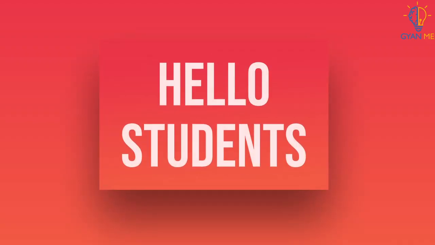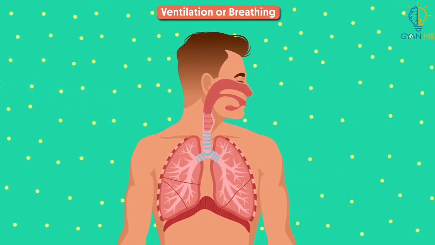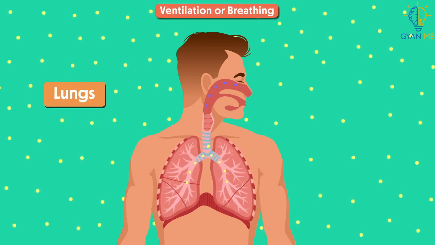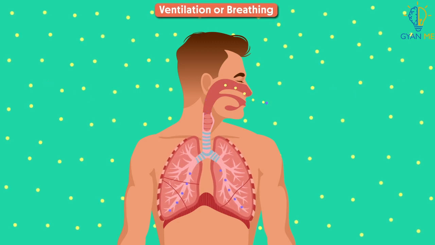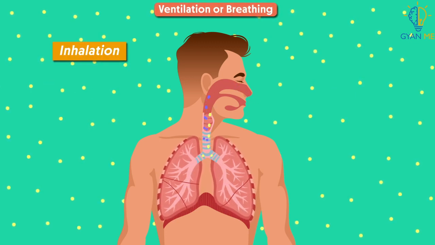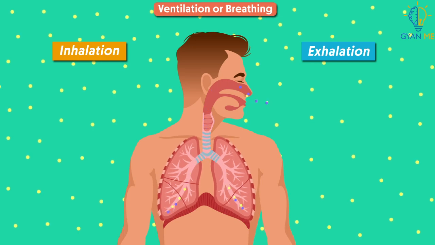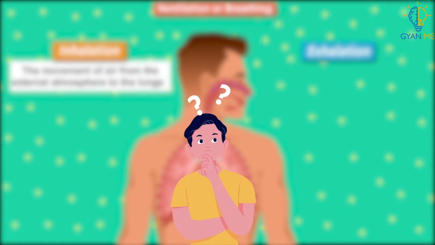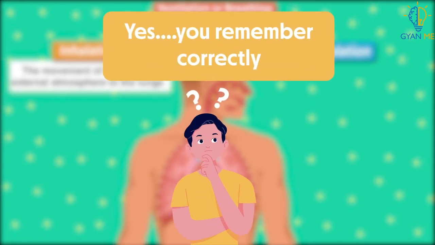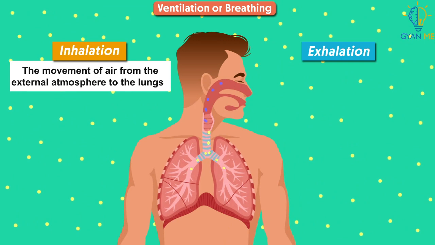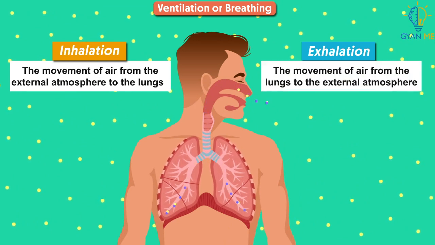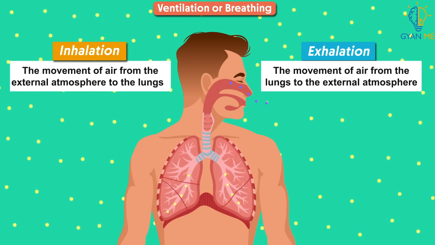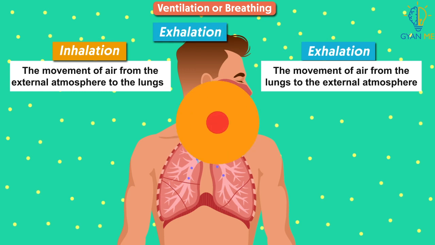Hello students. Previously we saw that breathing is the process of gaseous exchange between lungs and atmosphere. It has two phases, inhalation and exhalation. In our previous video, we have already learned what inhalation is. Do you remember? Yes, you remember correctly. It is the process of taking in of air, while taking out of air is called exhalation. So let us see how exhalation occurs.